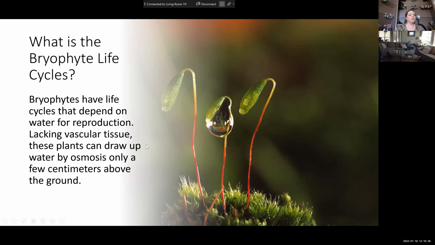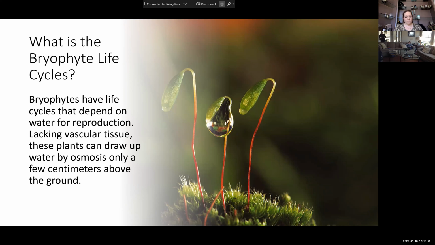They don't have any vascular tissue, so they can draw up water by osmosis only, a few centimeters above the ground. So think about moss. Does moss get very tall? No, because they have no way to transport water or nutrients through their bodies. They absorb it through osmosis. They absorb it right into their cells. In the book, it said only a few meters. Ah, well, that was a mistake. Only a few centimeters, it should say.